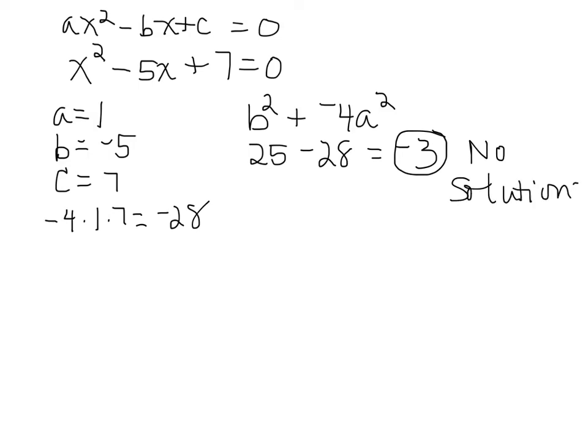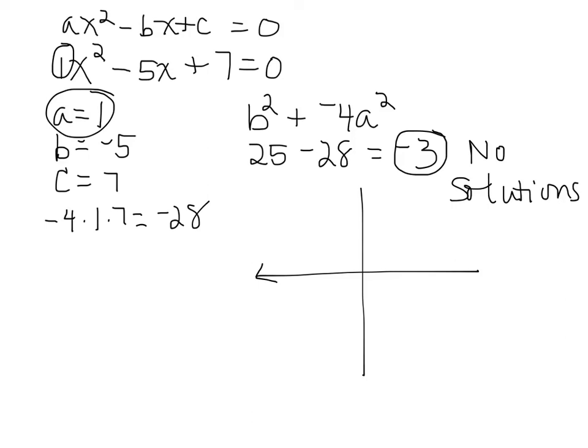Well, the other thing you have to be able to figure out is where the vertex of this would lie. So, if I know that a is positive, and it is, then I know I have a smiler. And I know there are no solutions, which means it must be above the x-axis. So there are no solutions, and the vertex is above the x-axis.